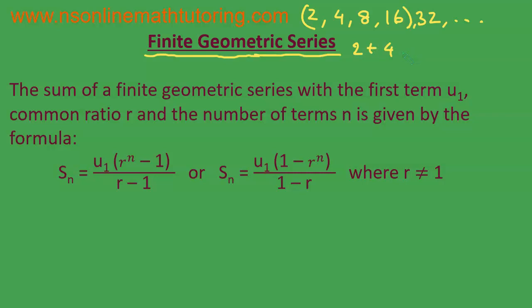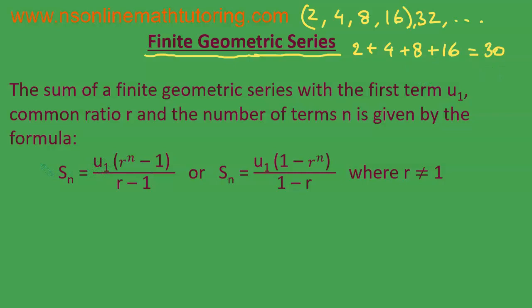It is 2 plus 4 plus 8 plus 16. And this is equal to 2 plus 4 is 6, 6 plus 8 is 14, 14 plus 16 is equal to 30. So we are being able to get the sum total of the first 4 numbers.